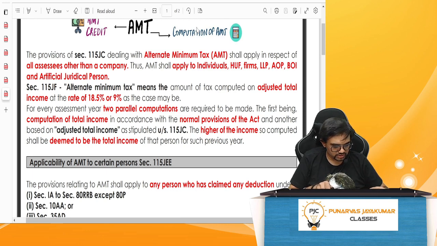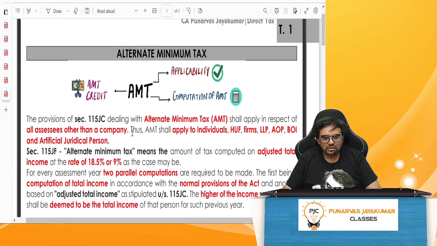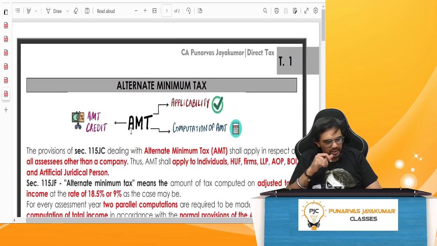One second, guys. Cool. Check it out. Page T.1. Page T.1.